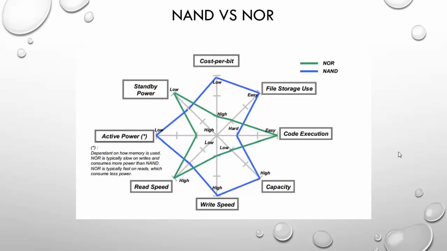So NAND flash was designed with a very small cell size, which I will talk about later in my video, to enable a low cost per bit of stored data. It has been used primarily as a high density data storage medium for consumer devices such as digital still cameras or USB solid state drives.